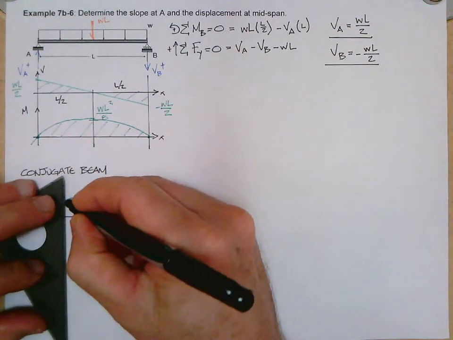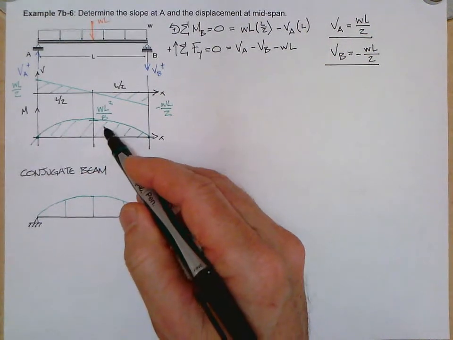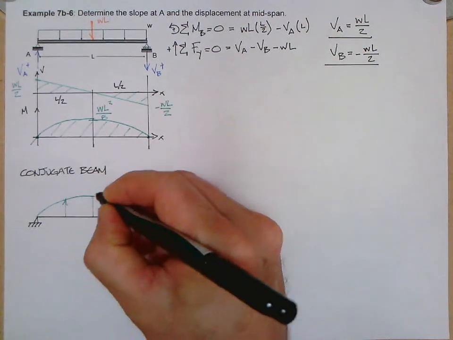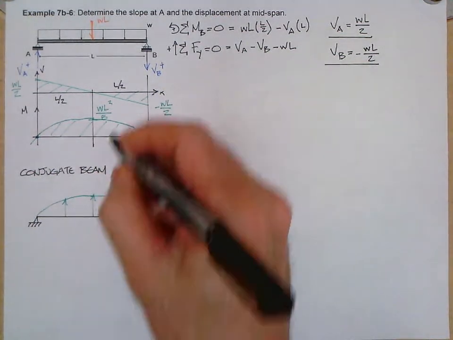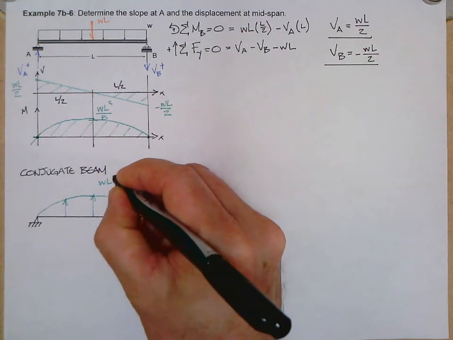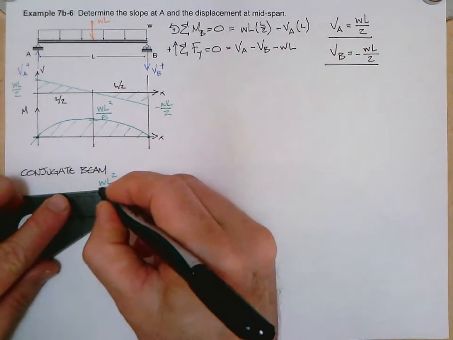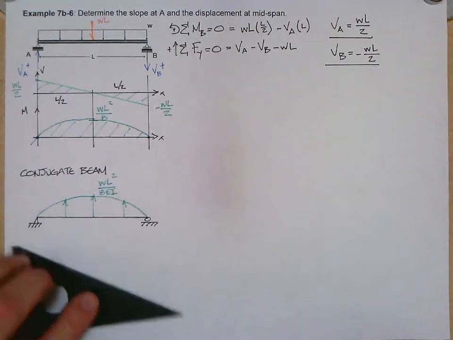Let's think about this for a second too. This load is a moment. The moment is positive, so positive load is up. And that will be the moment divided by EI. So this max value here will be WL squared over 8 EI.